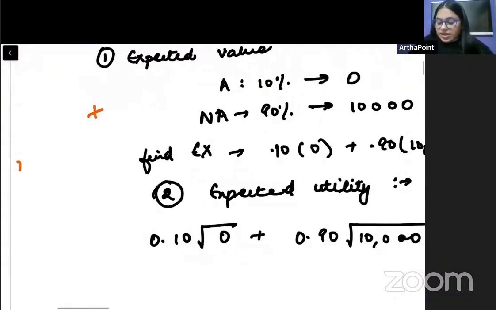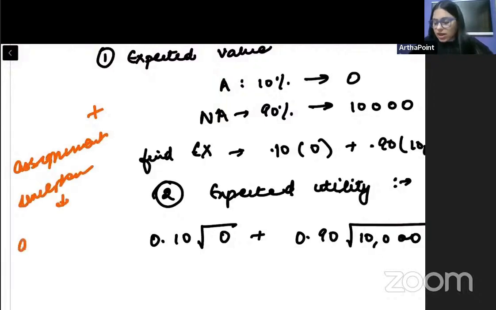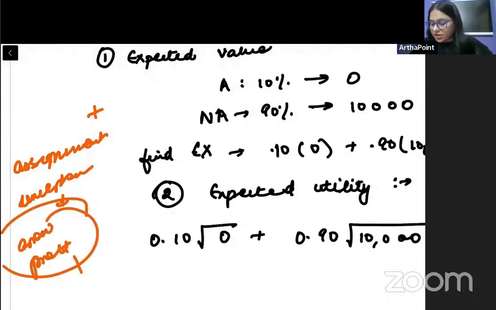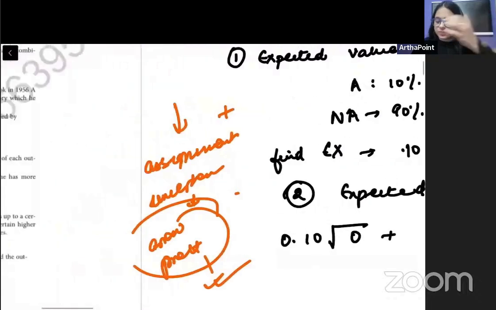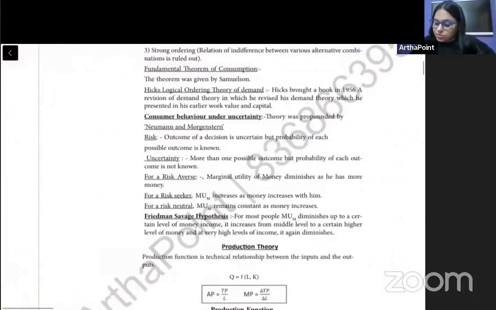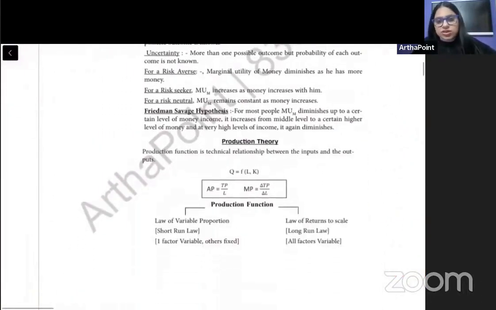Plus, there is an assignment on uncertainty, in which there is a question on Arrow-Pratt. Please do that assignment and do this Arrow-Pratt. Know the formula of Arrow-Pratt also. Yes, it is the formula to calculate risk aversion. Write down in your registers that you have to read that assignment question and do this Arrow-Pratt numerical. Okay, please do these things today itself, beta.